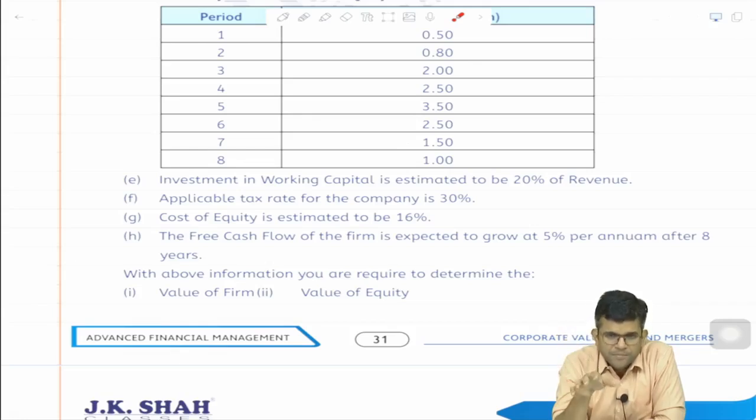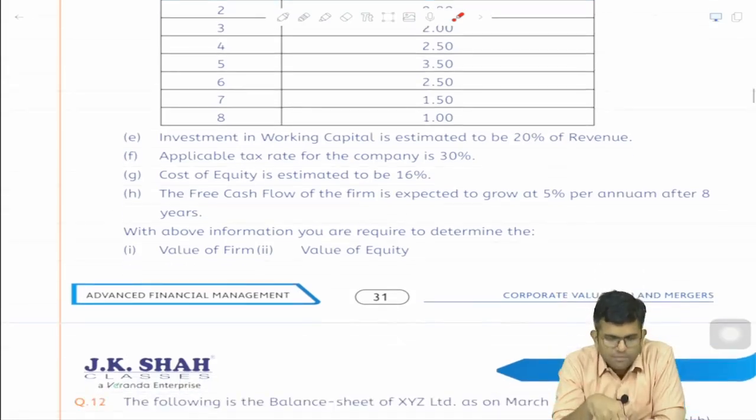Everyone remembers this? Here, look at point number H. The stable growth will start from year 9. Everybody clear? Stable growth will start from year 9, because they are saying that after 8 years, which means for 8 years other things will happen, and 9th year onwards it will grow at 5%. Now I want to tell you something. When we do our final answer, we will do 1, 2, 3, 4, 5, 6, 7, 8, 8. You understand? Where P8 will be D9 upon K minus G. You know that, 9 to eternity and all that.